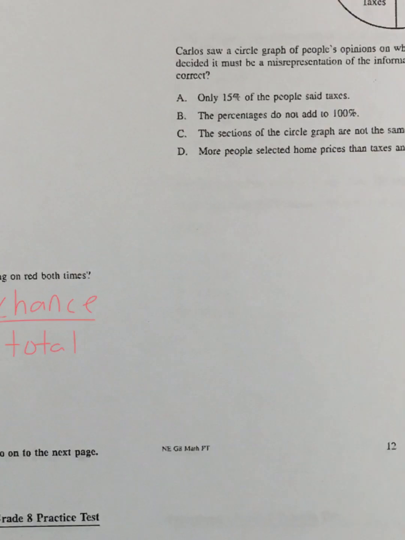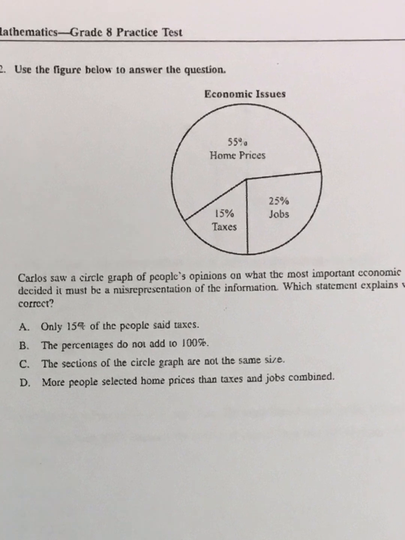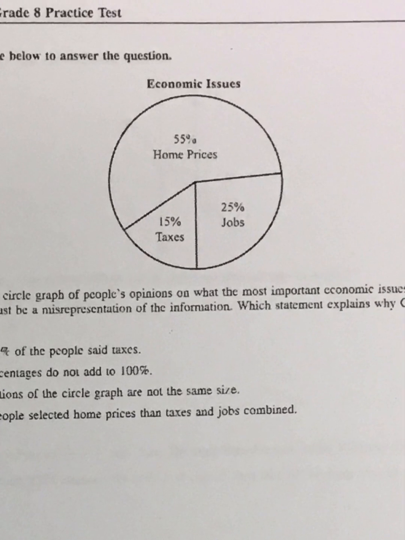Okay, a couple more. Number 22, Carlos saw a circle graph of people's opinions on what the most important economic issues are and decided it must be a misrepresentation of the information. What does misrepresentation mean? Not presenting the right thing. Right, it's not correct. Which statement explains why Carlos is correct?